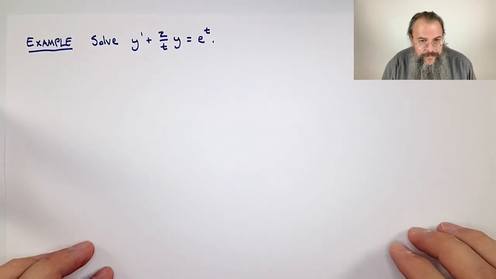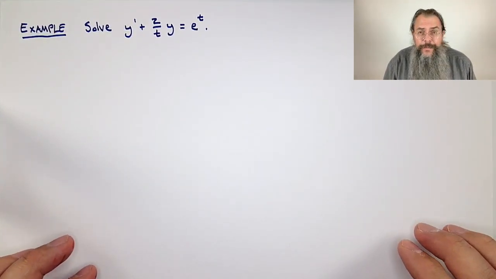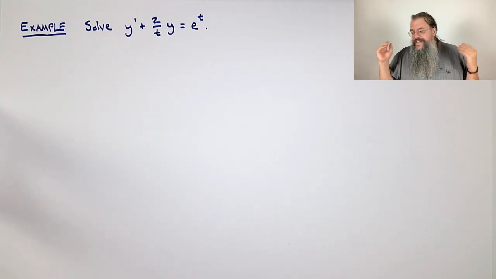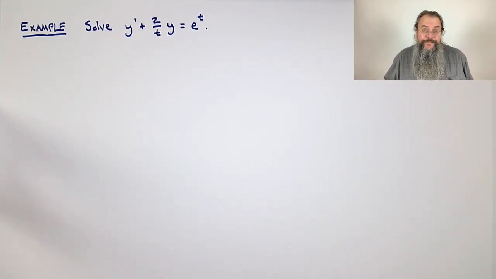I want to do one last problem, because we need more practice with doing a certain thing. Not necessarily because it's going to show up a lot, but because it's been a while. It's good for us to practice, and so we're going to do it. Okay, so solve y prime plus 2 over t times y is equal to e to the t.